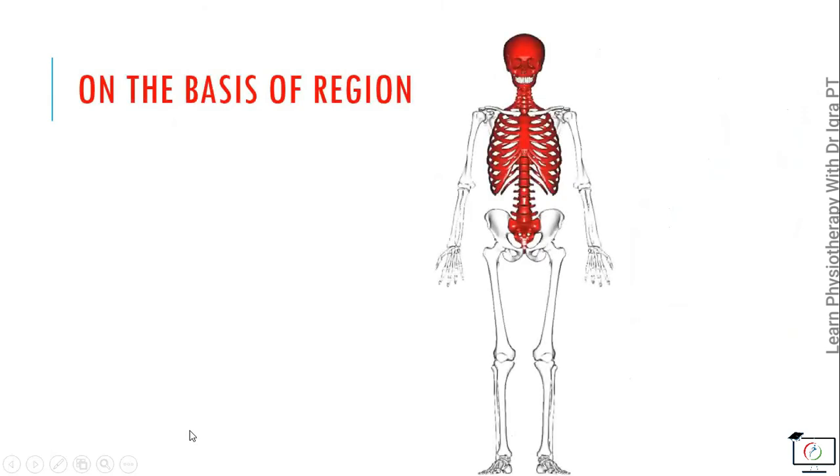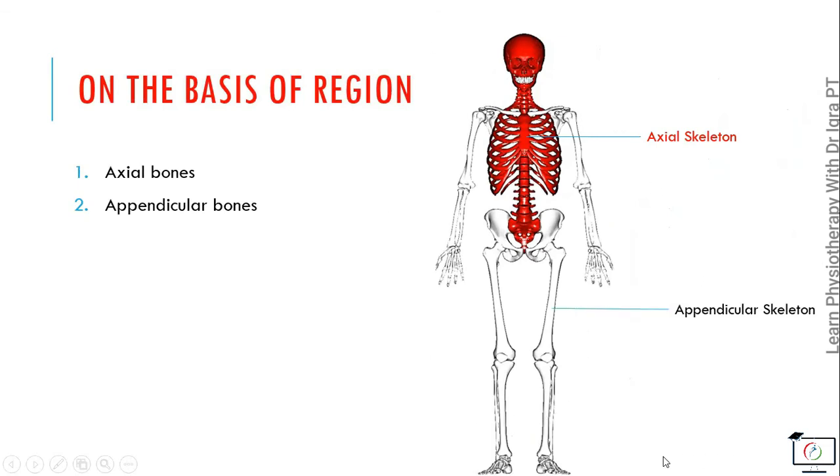Then on the basis of the region. Axial bones are the bones of the axial skeleton. And then the appendicular bones, the bones of the appendicular skeleton. For more details of axial and appendicular skeleton, you can also visit the previous lecture.